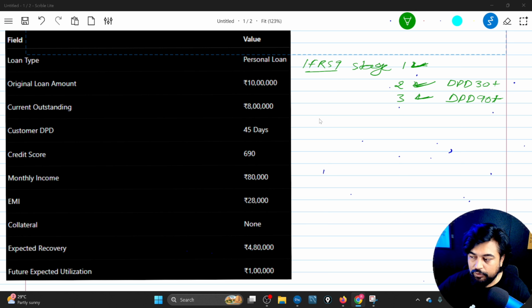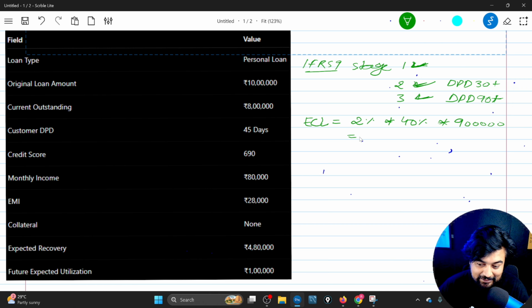What you'll do, we calculated the value of PD, LGD and EAD. You remember that, right? So what was the value of PD? 2% in generic when we took the past trend. Then 40% was the LGD. Then we'll multiply it with what? 9 lakh. So this is your ECL for the stage 1.